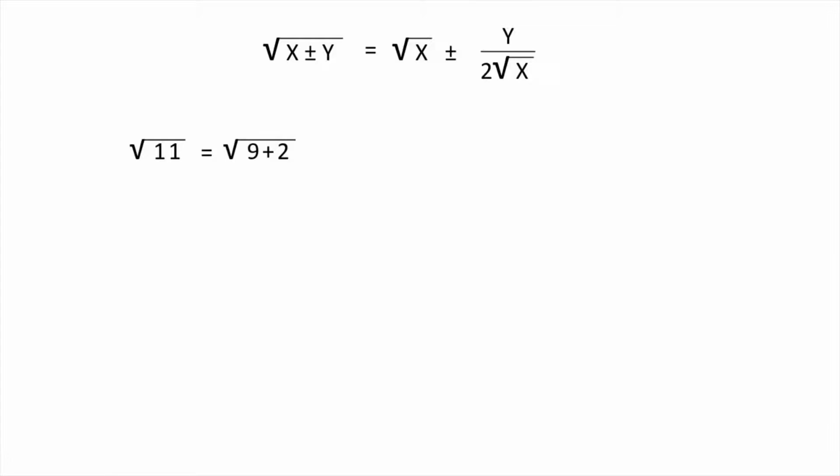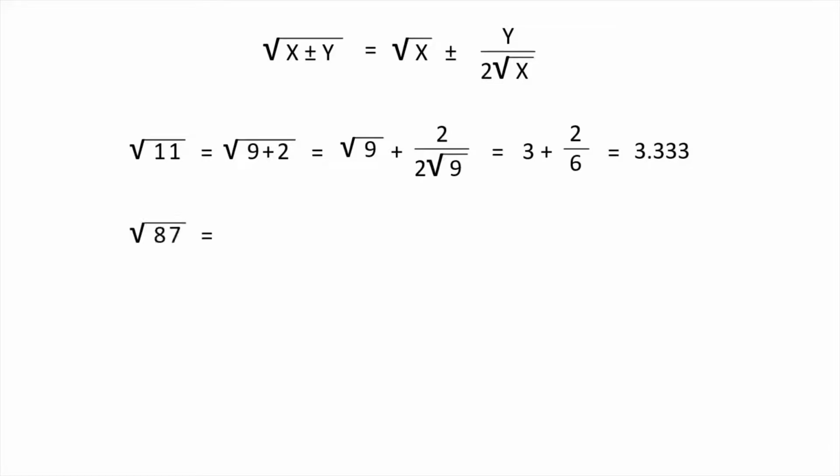Now just substitute x and y as per the given formula. So it is root 9 plus, because we are using plus here, so we'll continue with the plus sign in the formula also. If we use minus here, then we have to continue with minus. That's why it is plus or minus in the formula. So root 9 plus 2 upon, because my value of y is 2, the denominator is 2 into root x, so 2 into root 9 again. If you calculate this, it comes as 3 plus 2 by 6, that is 3.333, and that is the square root of 11.